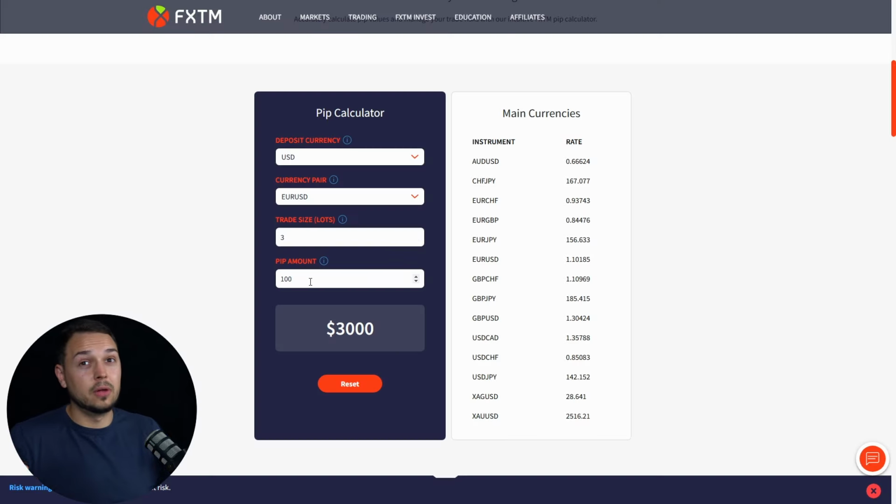And if you're not sure how to calculate this in terms of money, use the pip value calculator. Say you're trading with 3 lot size, each pip is worth $10. That's $3,000 profit on a single trade. If you're trading smaller, let's say 0.3 lot size, you're still making $300 profit within 5 to 10 minutes. This is crazy amount of money for the amount of work you have to do.